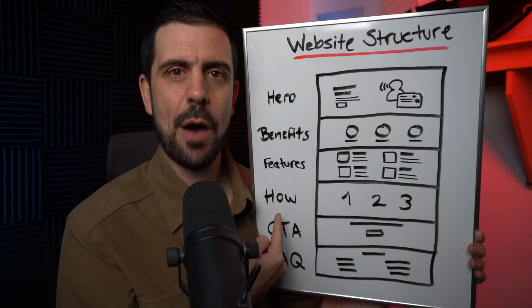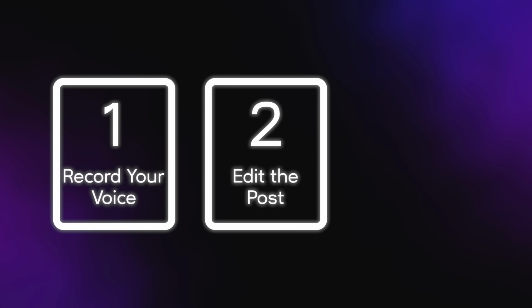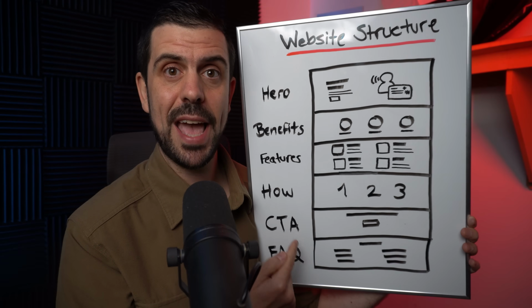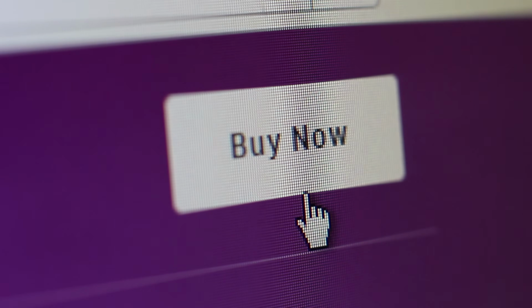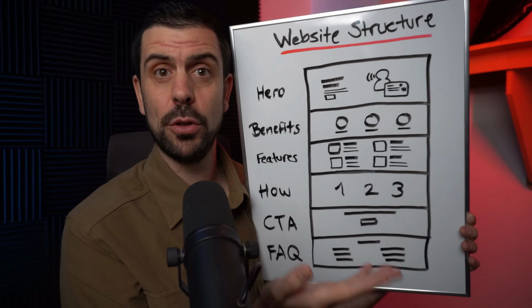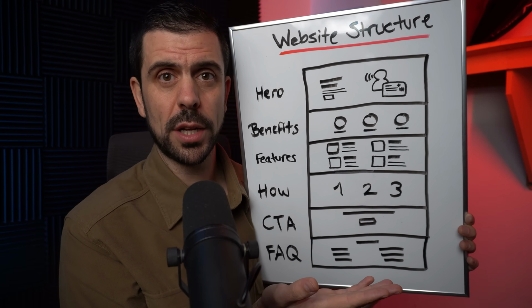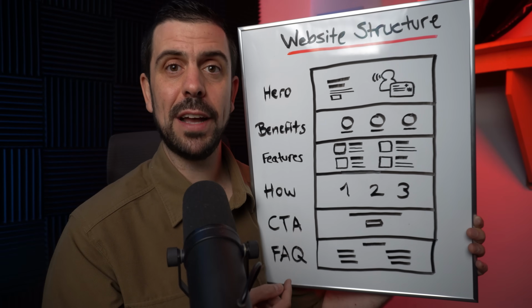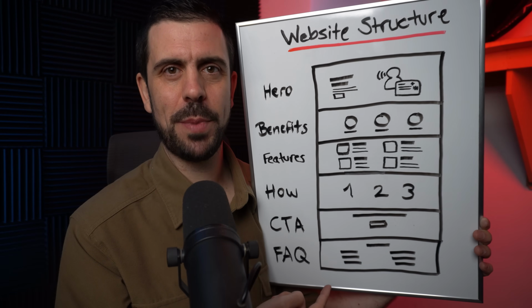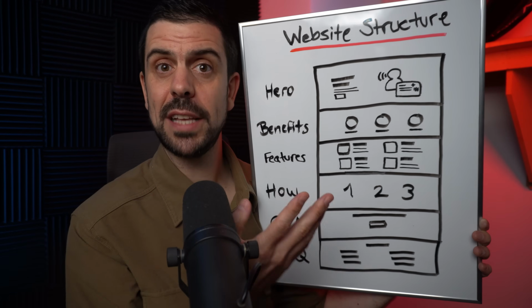After that, I usually have a how it works section. For example, 1, record your voice. 2, edit the optimized post. 3, post to LinkedIn. Next, and most importantly, is the CTA, the call to action. So you could have a buy button if you're selling a physical product. You could have a book a call. You could have a demo. You could have download the app. Really, it depends on your product. And the goal of this is to capture people's emails. And finally, your FAQ, frequently asked questions. I love tackling the main objections people have in buying in the FAQ. And just like that, we're good to go.